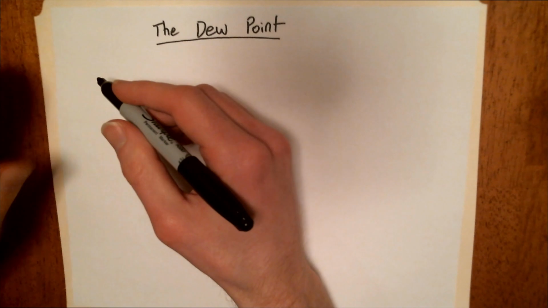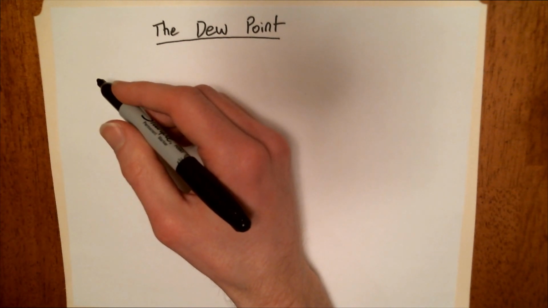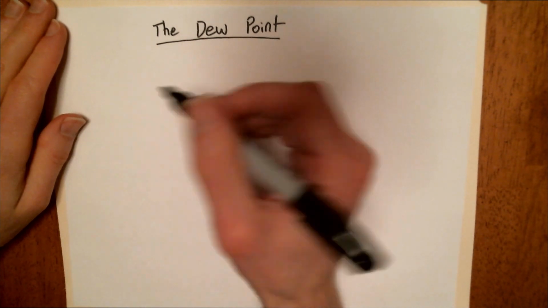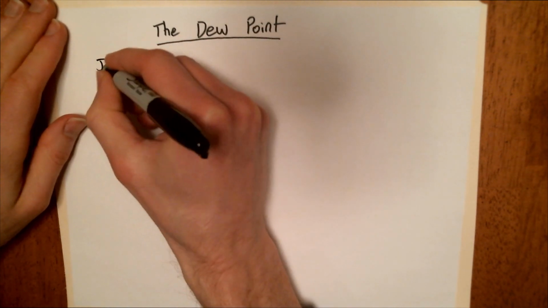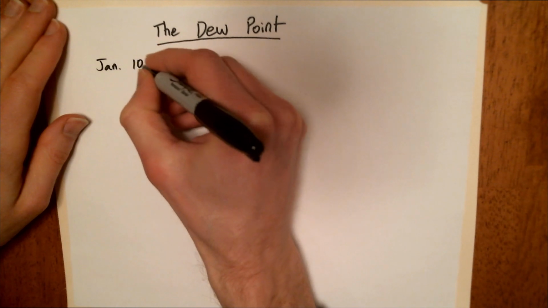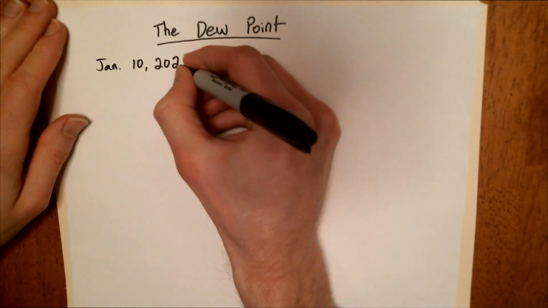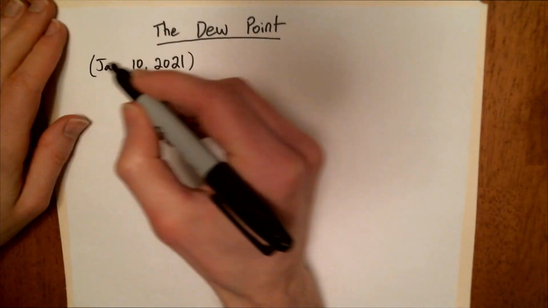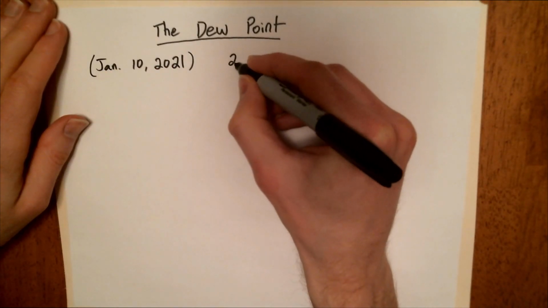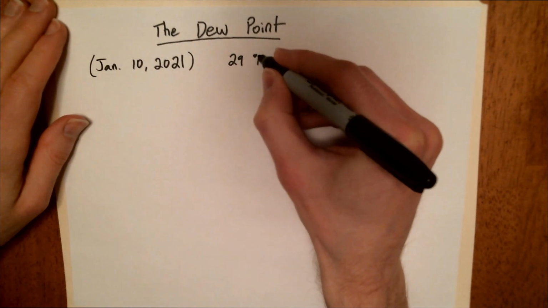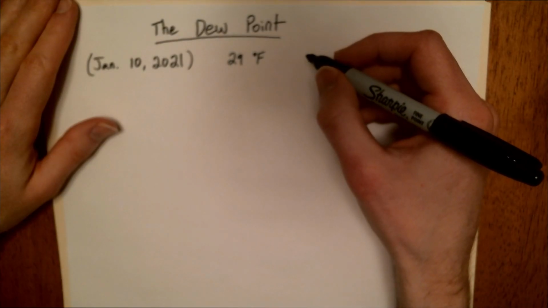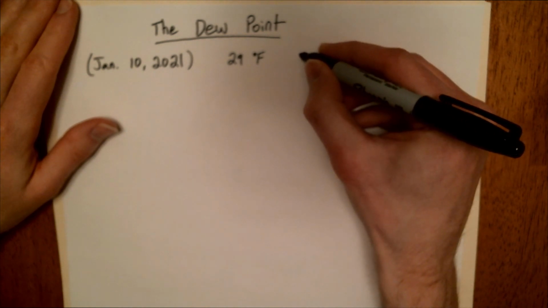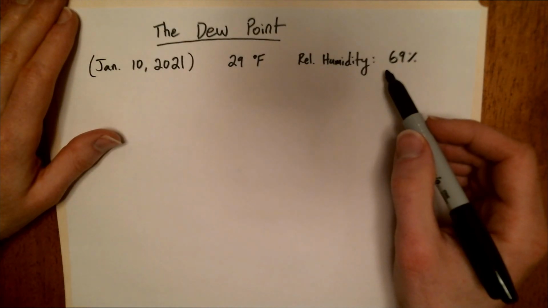So I want to share with you some weather information that I'm looking at right now. I'm recording this video on January 10th, 2021. Here are some weather conditions that currently exist. It is 29 degrees Fahrenheit outside. The other classic bit of information you usually get if you look up the weather is relative humidity. Relative humidity is 69%.